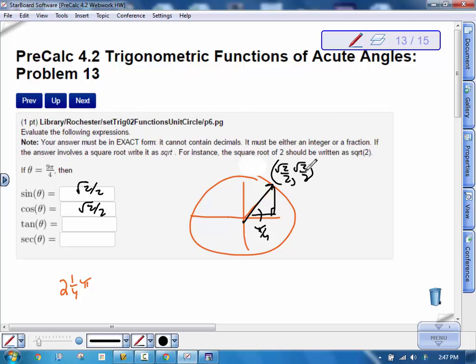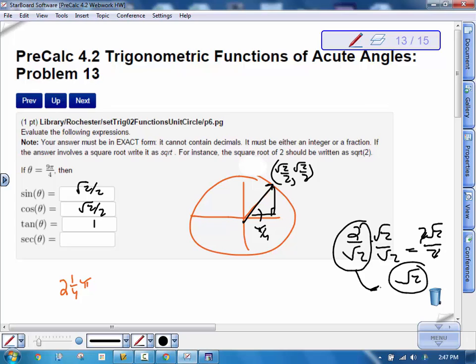And then tangent is opposite over adjacent, or sine over cosine, which is just 1. Secant is the reciprocal of cosine, so it's 2 divided by the square root of 2, which you can rationalize and make 2 square root of 2 over 2, which is just square root of 2. It turns out that this is equal to just square root of 2.